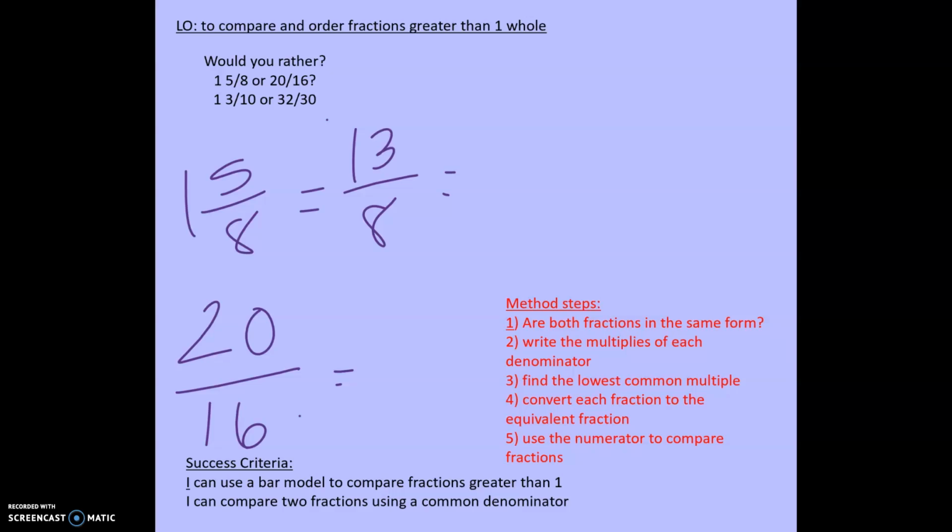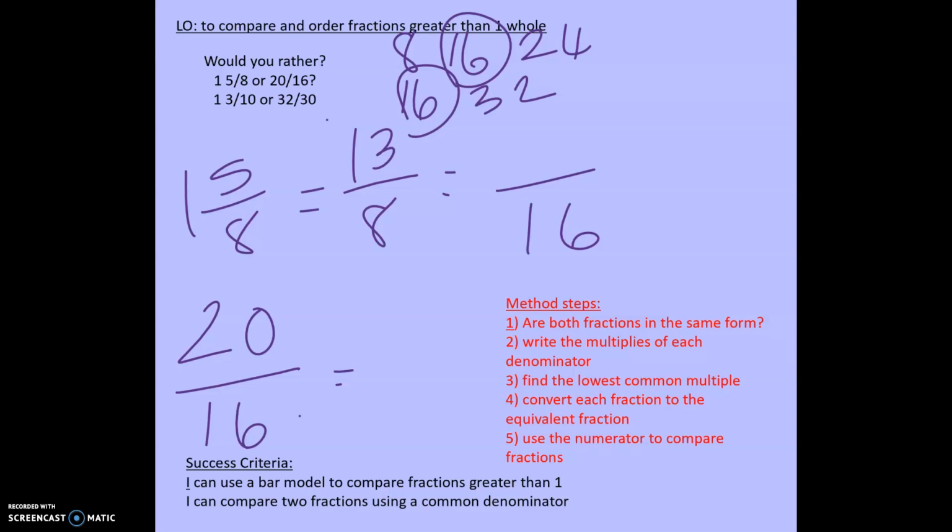Then straight away back to the same steps as before. The first thing to do is write out my multiples. And I can see straight away that 16 is going to be my lowest common multiple. So I'm going to change 13 eighths into sixteenths. 8 times 2 is 16, 13 times 2 is 26. And if you look at 20/16ths, you'll see that it's already in sixteenths. So I've got 26/16ths compared to 20/16ths.